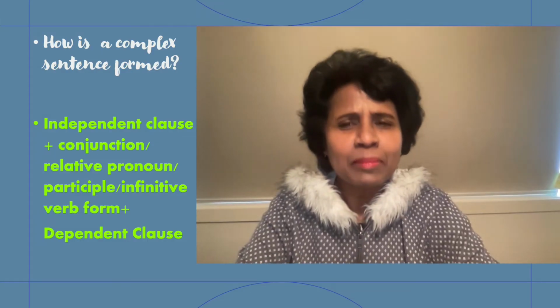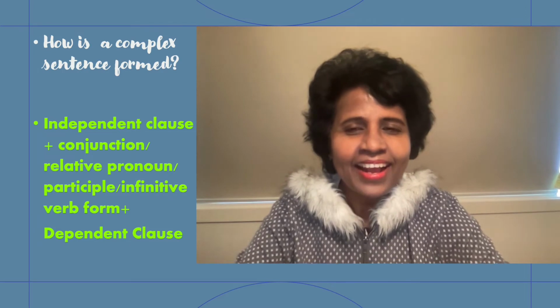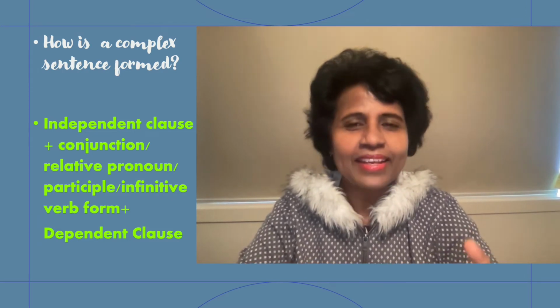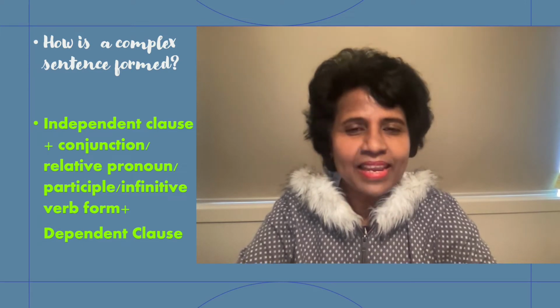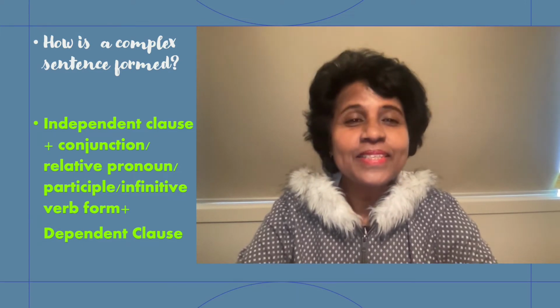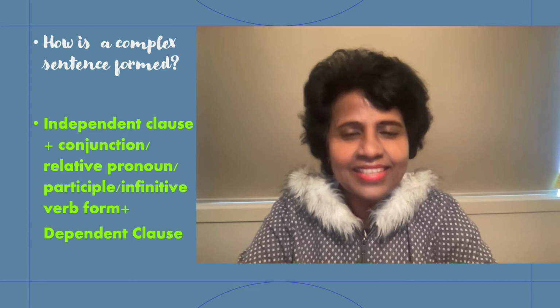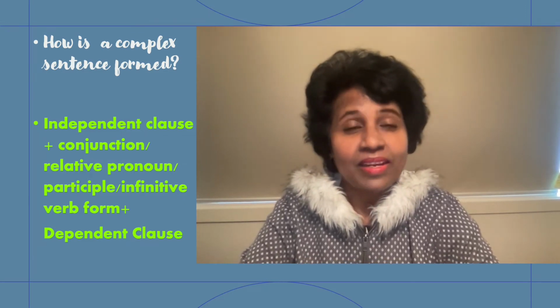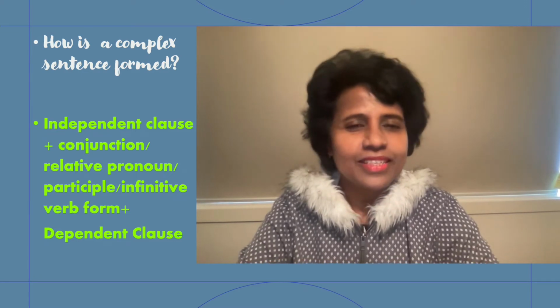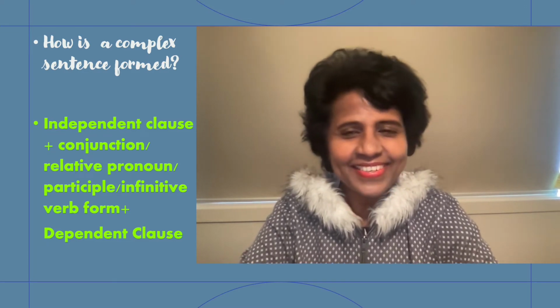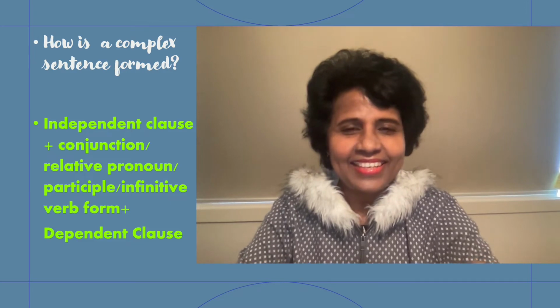How is a complex sentence formed? A complex sentence is formed by adding one or more subordinate clauses to the main independent clause using conjunctions. These conjunctions can be a relative pronoun, a participle, or an infinitive verb form. Understood? So let's see an example.